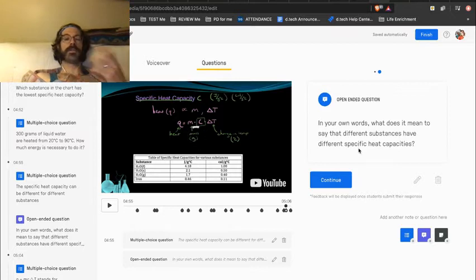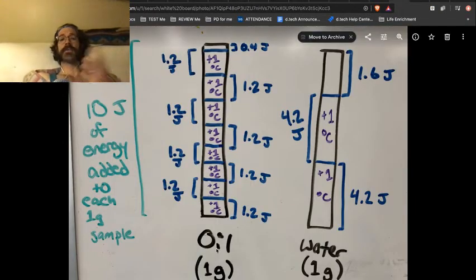And some of you are saying that if substances have different specific heat capacities, then they change in temperature at different rates. I think that makes sense to say it that way too. If you look at this as a rate, the oil is going to increase in temperature or decrease in temperature at a faster rate than water will.